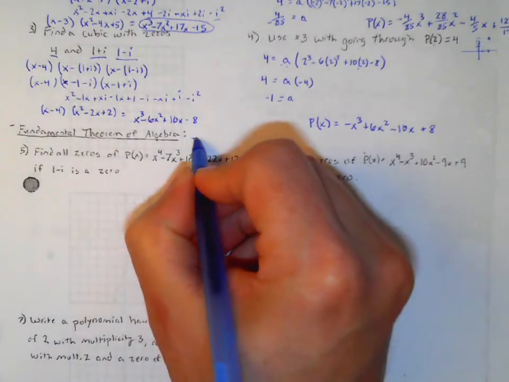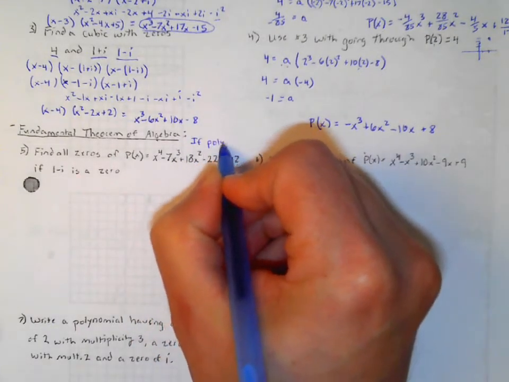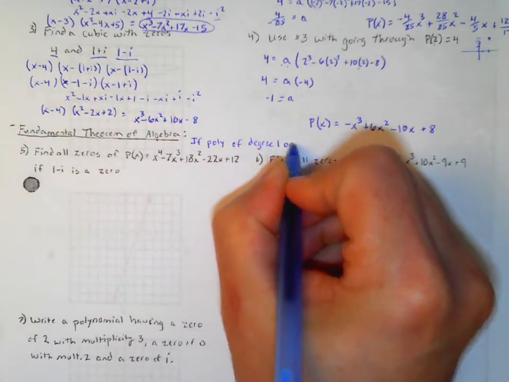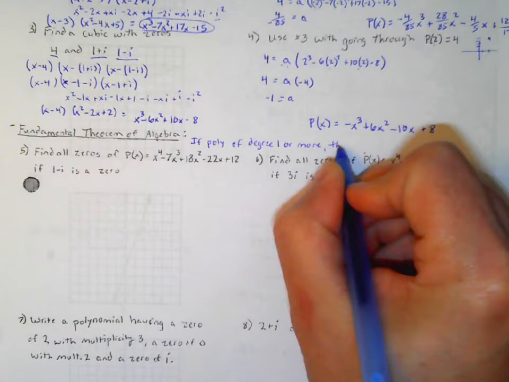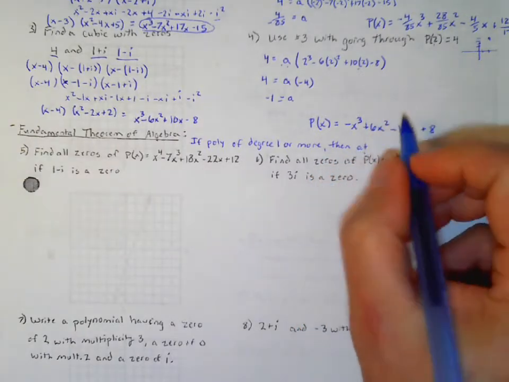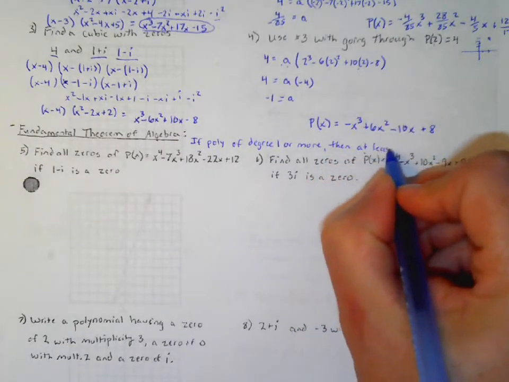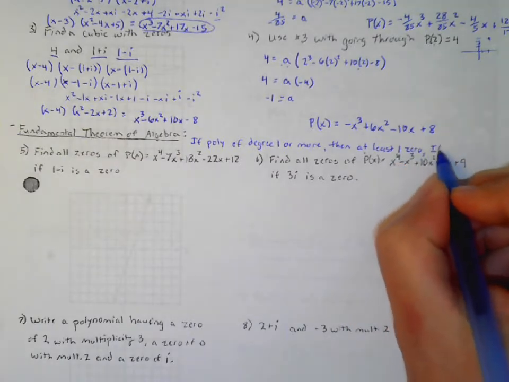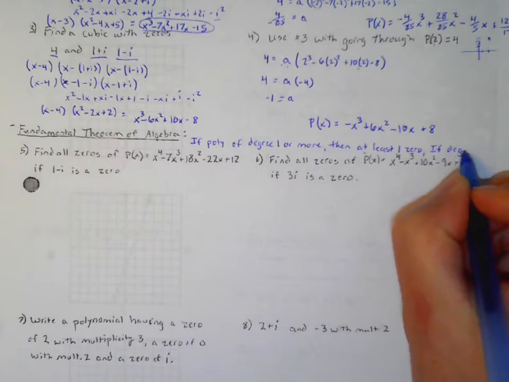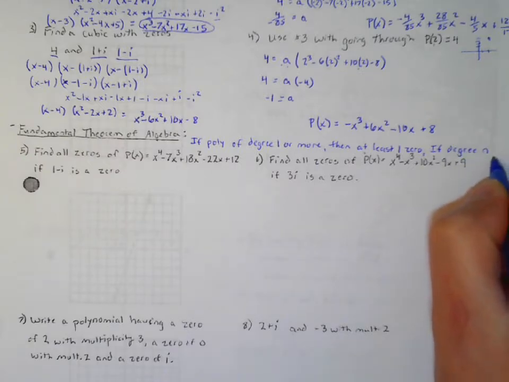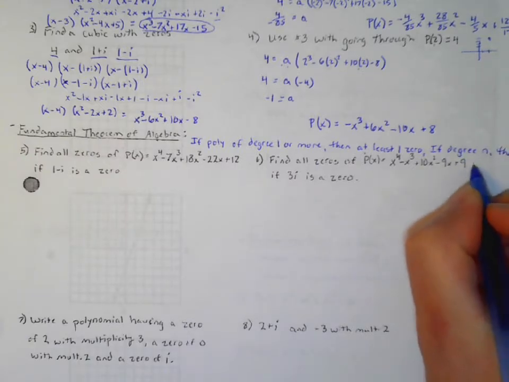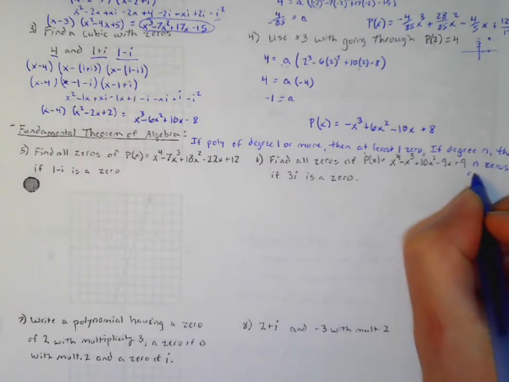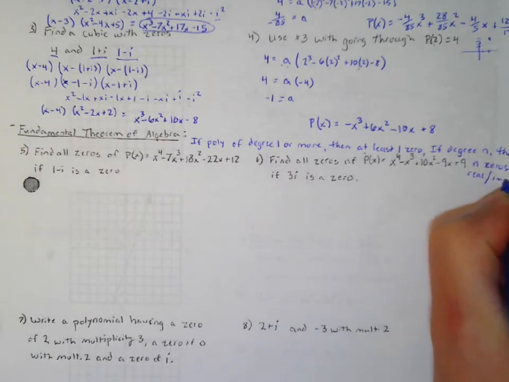I'll write it out if you want to know the definition. If a polynomial of degree 1 or more, then at least 1 zero, and if degree n, then there's going to be n zeros. So they could be real or they could be imaginary.